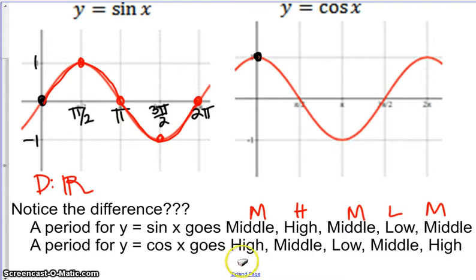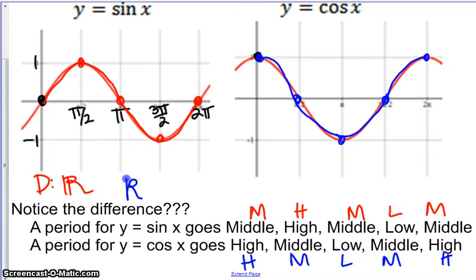For cosine, it's a little bit different. We start high, then go to the middle, low, back to the middle, and then high to graph one period. Again, high, middle, low, middle, high. Then we'll go back to the middle, low, middle, high, and continue and so on. Again, that just graphs one period. And we'll use this a whole lot more tomorrow when we're actually graphing these functions.